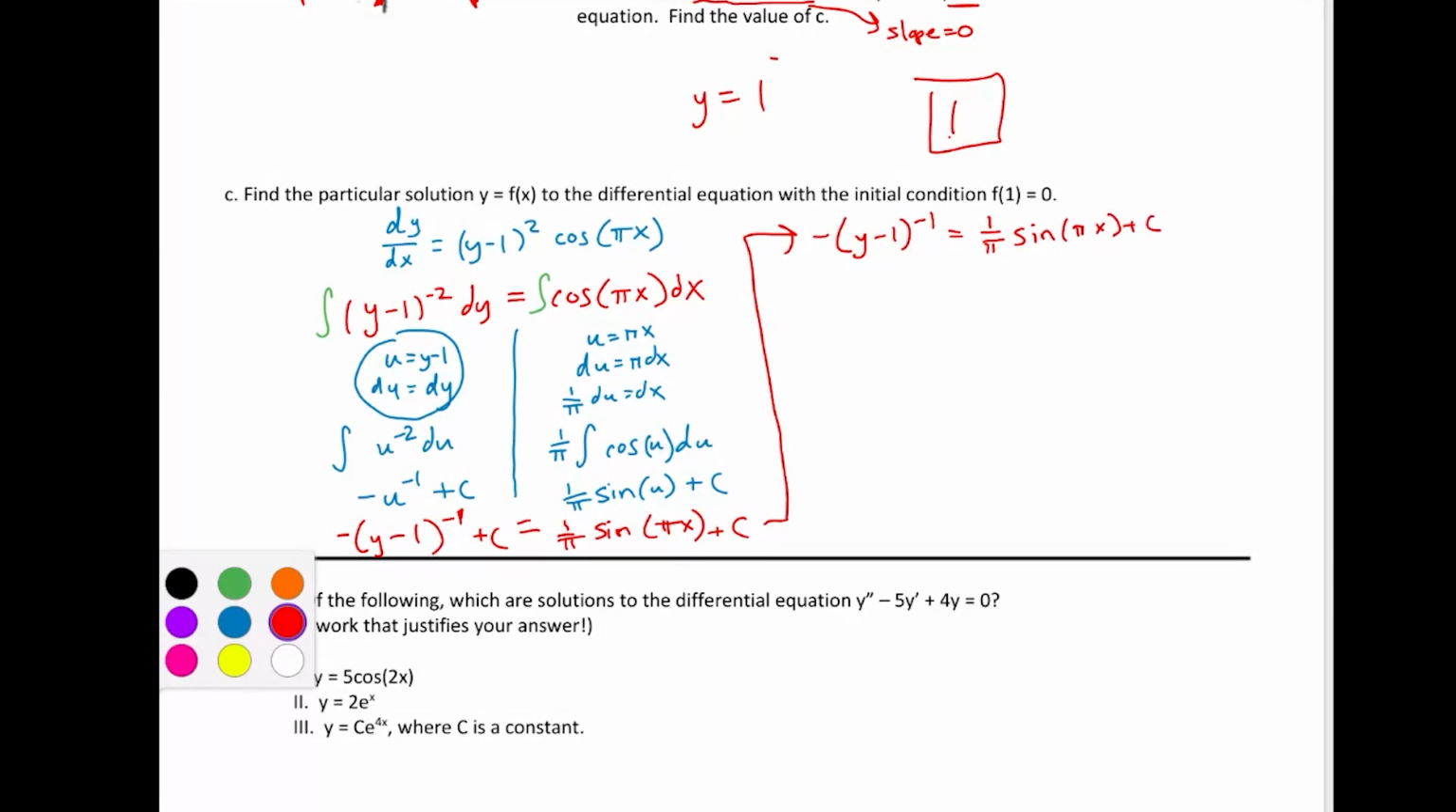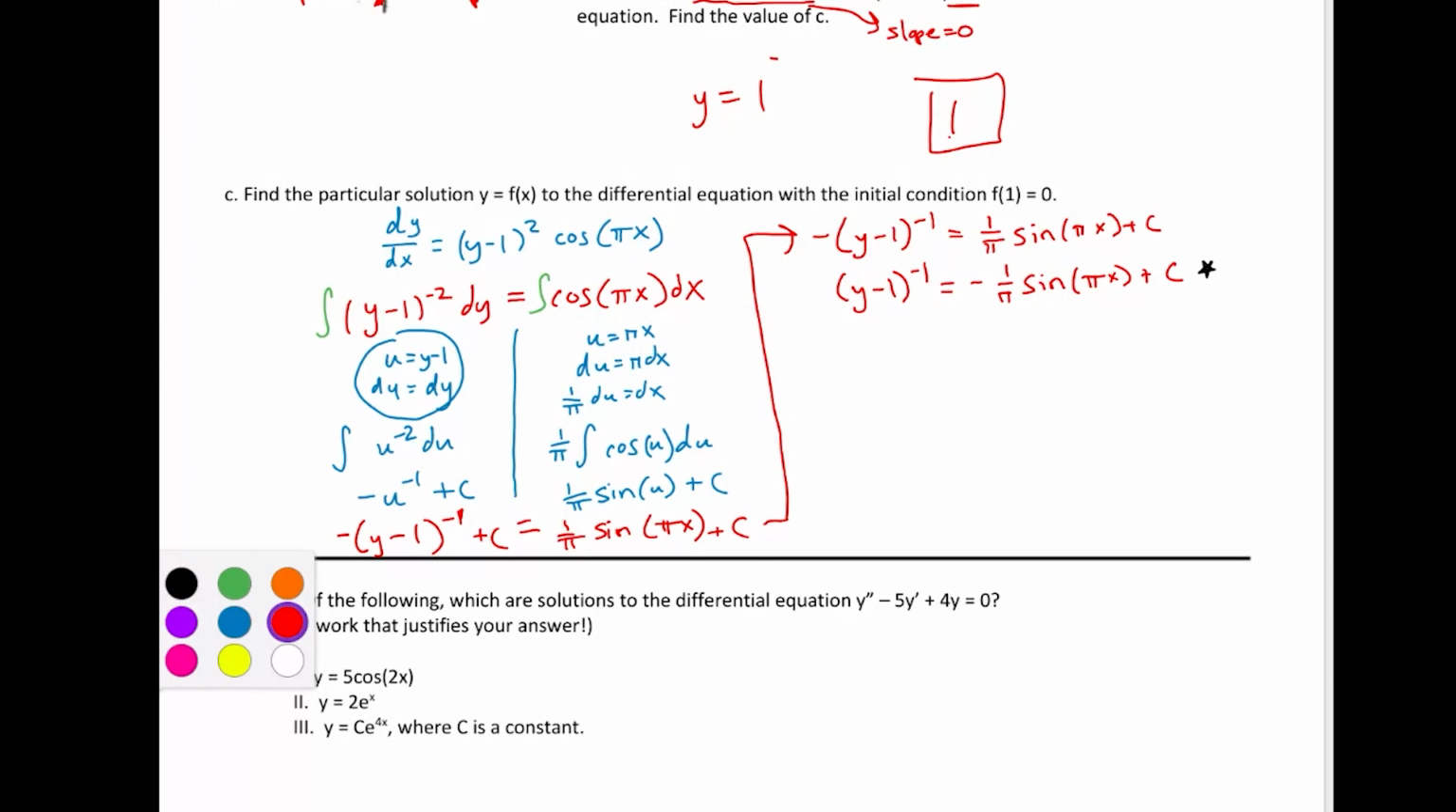Now, one last thing I'm going to do here before I start trying to find my c is multiply both sides by negative 1, because ultimately I'm trying to isolate y here. So I have negative 1 over pi sine of pi x plus c. And this is going to be the equation that I use for finding c. So I'll come back to that, but let's isolate y while we're here.